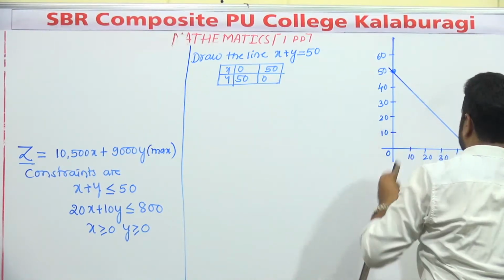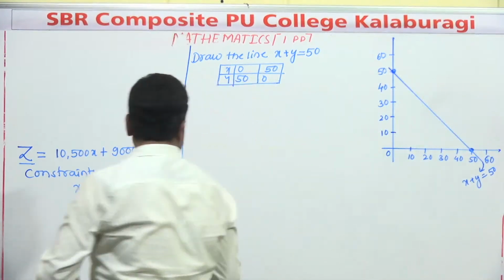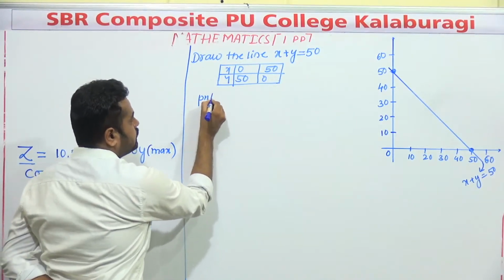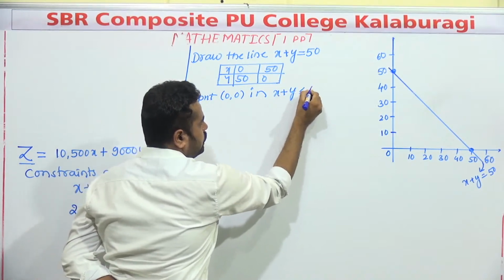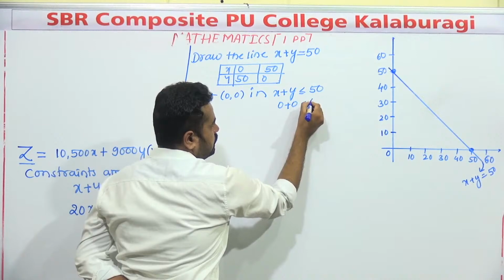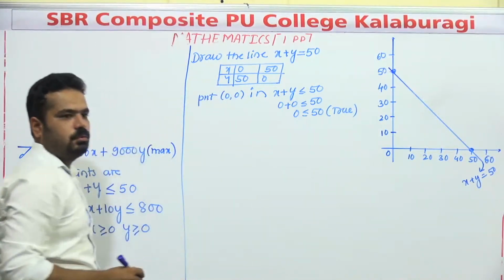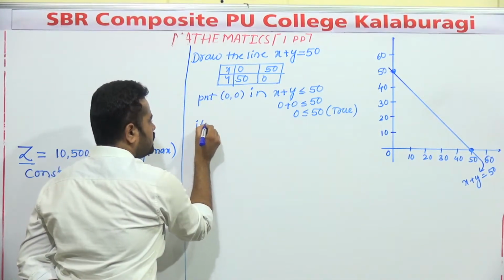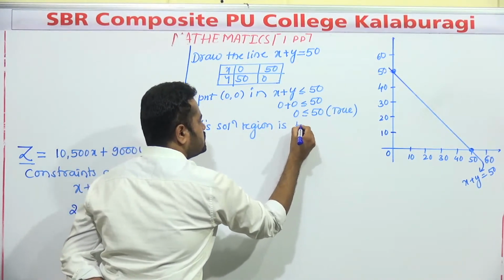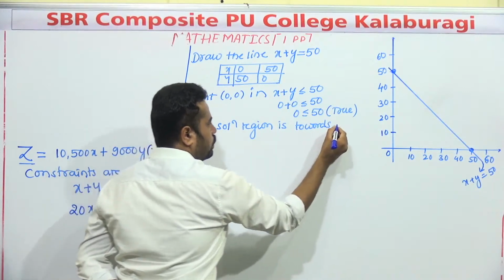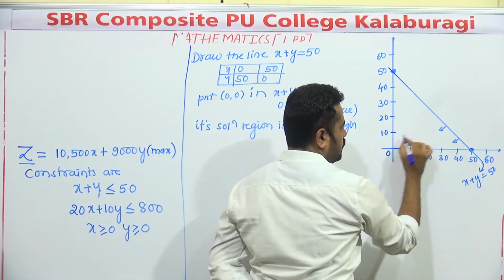This equation is x plus y equal to 50. And this line is not passing through the origin. Put 0, 0 in its corresponding inequality. x plus y is less than or equal to 50. This is 0 plus 0 less than or equal to 50, so 0 is less than or equal to 50. This is true. True means its solution region is towards the origin. Towards the origin means we get the solution region on this side. We have to shade it.